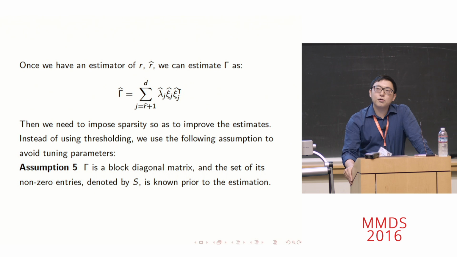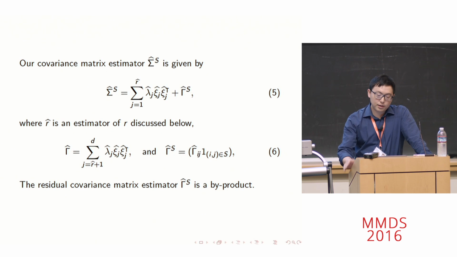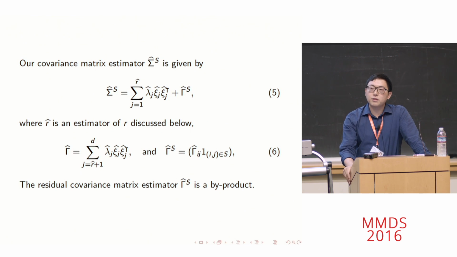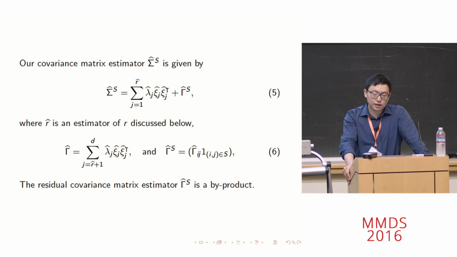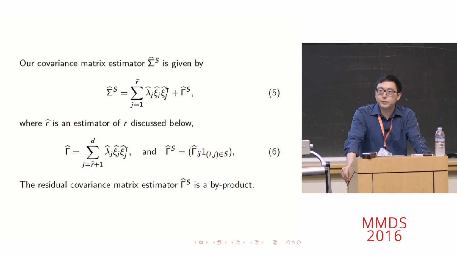If we're able to estimate the number of factors, we can certainly recover the residual covariance matrix, which is Gamma hat. Now we're going to impose the block diagonal assumption on this residual covariance matrix. In other words, we do this thresholding, and then we add back the part that is explained by the factors. Eventually we obtain our estimator, which is Sigma hat_S. This is our new estimator for the covariance matrix. And certainly we can estimate the residual covariance matrix as well.